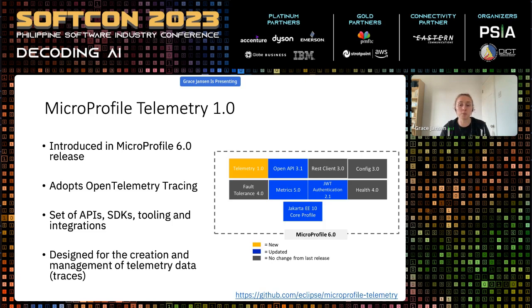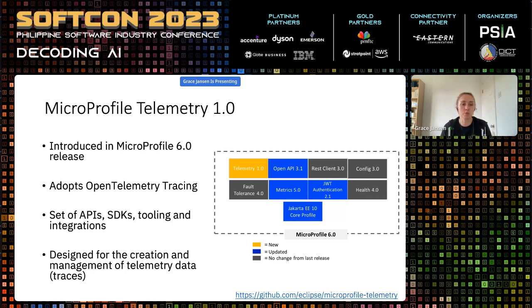And this adopts the OpenTelemetry tracing element. So the important thing to note here is that OpenTelemetry includes tracing, metrics, logs, lots of different elements. Now, MicroProfile has chosen just to implement the tracing element of this. And that's because there are some complications around the fact that we already have MicroProfile metrics.